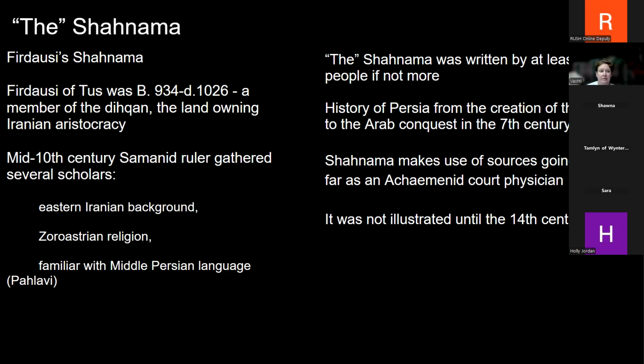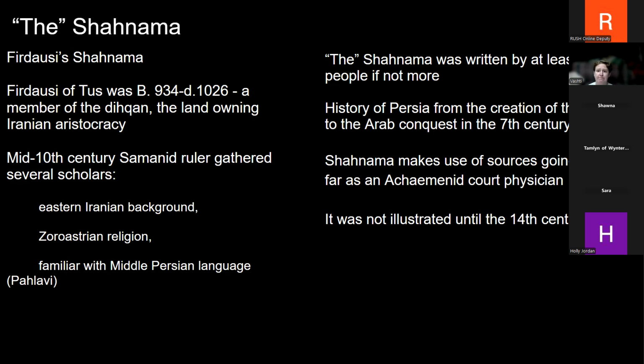Ferdowsi is a member of the landowning aristocracy, and there was a Samanid ruler who gathered a bunch of scholars together from Eastern Iran. His qualification was you have to be familiar with Pahlavi, which is Middle Persian, and you had to be Zoroastrian. And he wanted these guys to write this epic history. He was commissioning it. So there's not a single version of the Shahnameh. There are lots and lots of versions of it. Ferdowsi's version wasn't just written by Ferdowsi. It was written by at least 2 other people as well.